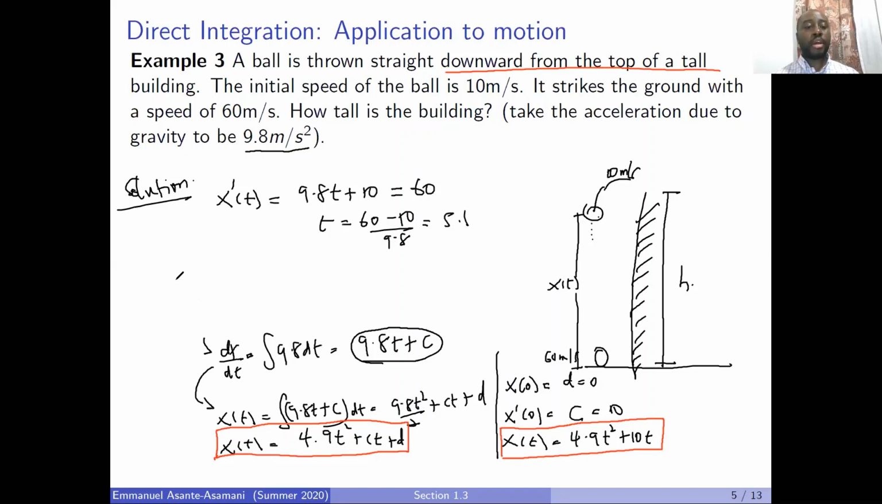Okay, and so now the height of my building will just be the position function evaluated at 5.1, right, which is 4.9 times 5.1 squared plus 10 times 5.1, and that gives us 178.45 meters. Okay, and so we expect that this is the height of the building.